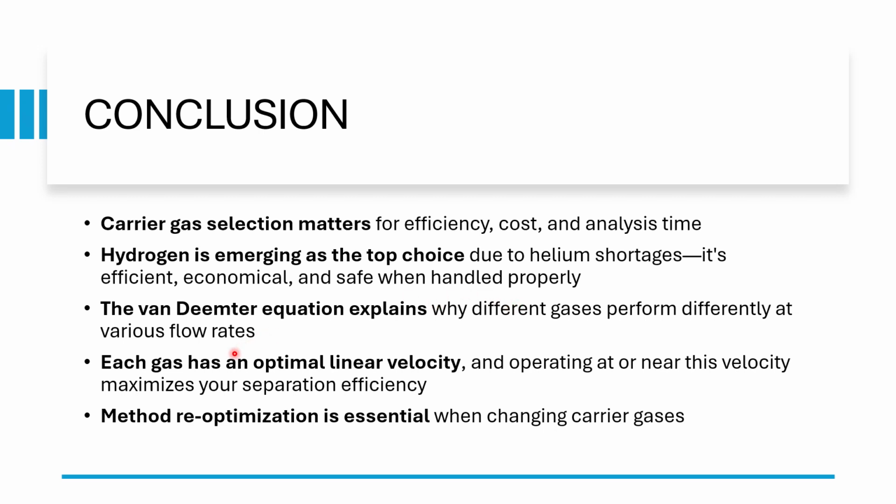Third, the Van Deemter equation explains why different gases perform differently at various flow rates. Fourth, each gas has an optimal linear velocity and operating at or near this velocity maximizes your separation efficiency. The last one is method reoptimization is essential when changing carrier gases. So the bottom line, understanding carrier gas selection and the Van Deemter equation empowers you to make informed decisions and get the best performance from your GC or GCMS system.